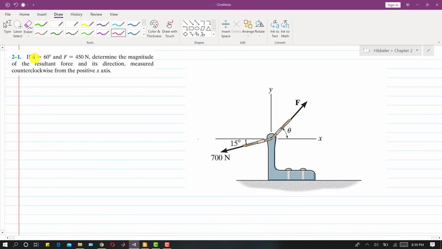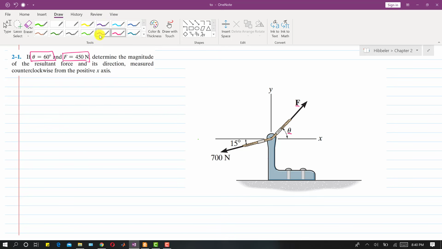In this problem it is said that if theta is equal to 60 degrees, so if this theta is 60 degrees, and this force is 450 newtons, we are asked to determine the magnitude of the resultant force of these two forces and the angle of the resultant with the positive x-axis, and the angle should be measured counterclockwise from the positive x-axis. The magnitude of the force and this theta are given, so these are the given values.